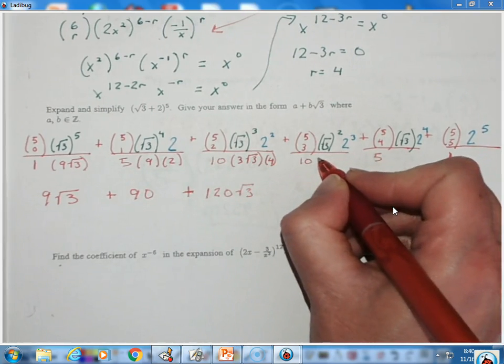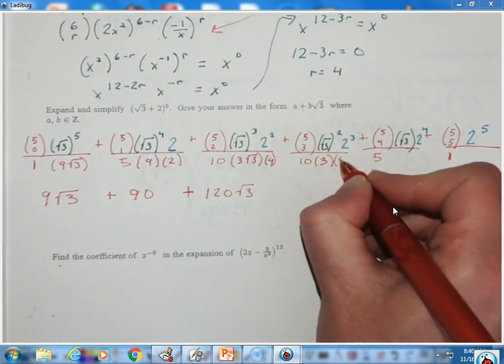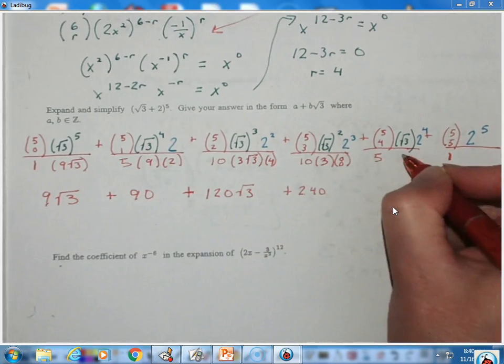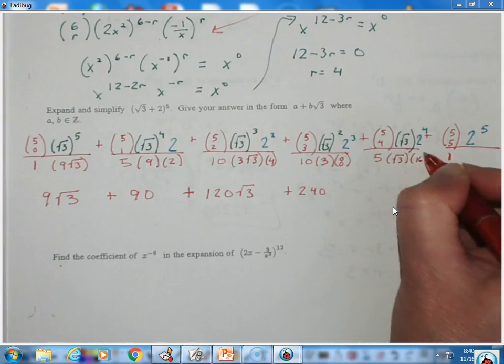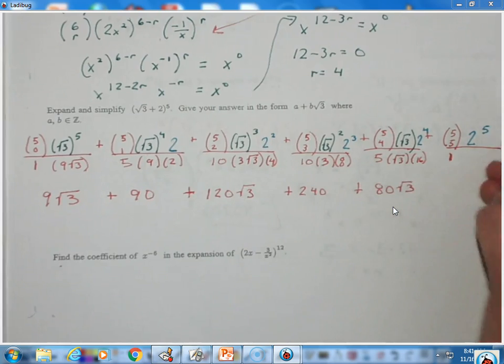Square root of 3 squared. Okay, you don't have to be afraid to tell me because it's too easy. 3 and 8, so 240. This one just has the square root of 3. 2 to the 4th is 16. So 80 square roots of 3. And finally, this guy's 32.